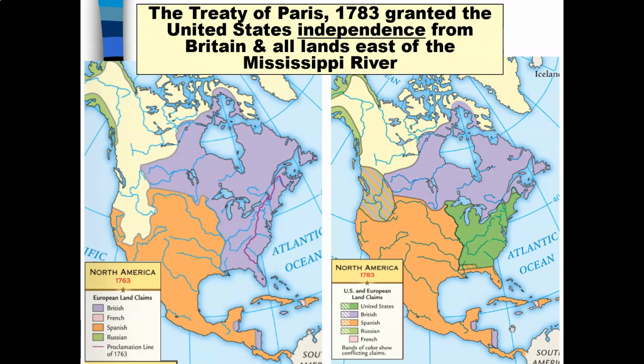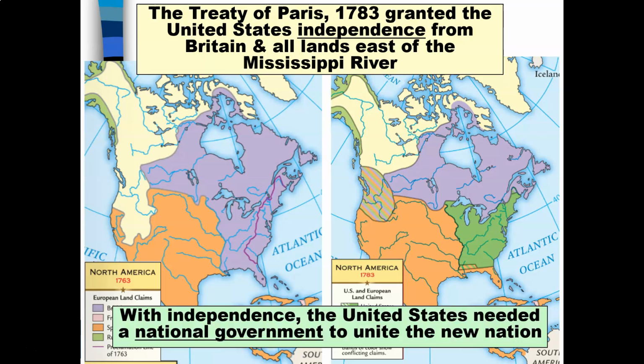Now, the Treaty of Paris, 1783, granted the United States independence from Britain in all lands east of the Mississippi River. If you see to the left, you have North America in 1763. You see everything that is basically controlled by the British, the French, the Spanish, and the Russians. Now, if you look to the right, you see the map of 1783, and you see all the lands that were basically controlled by the United States as it gained independence.